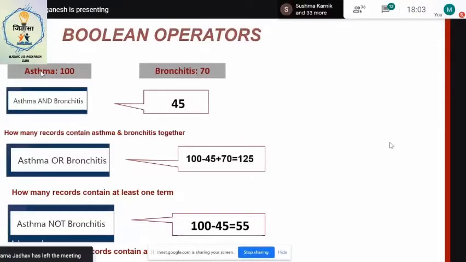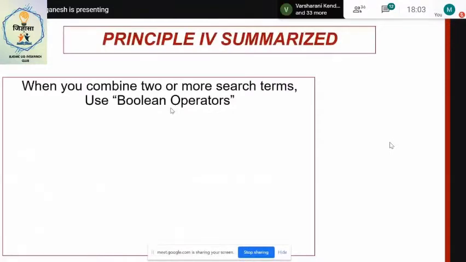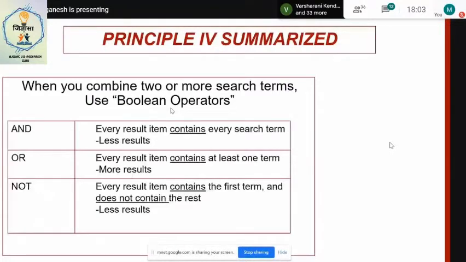So principle 4, if we summarize: when you combine two or more terms, you must use Boolean operators. When you use AND, every result contains every search term. If you use 5 terms, every result must contain all 5. So your results get less and less and less. OR is the opposite. NOT: every result contains the first. From that number, it does not contain the second. From that number, it does not contain the third, and so on. For AND and OR, just try to remember it's the opposite of our English usage.